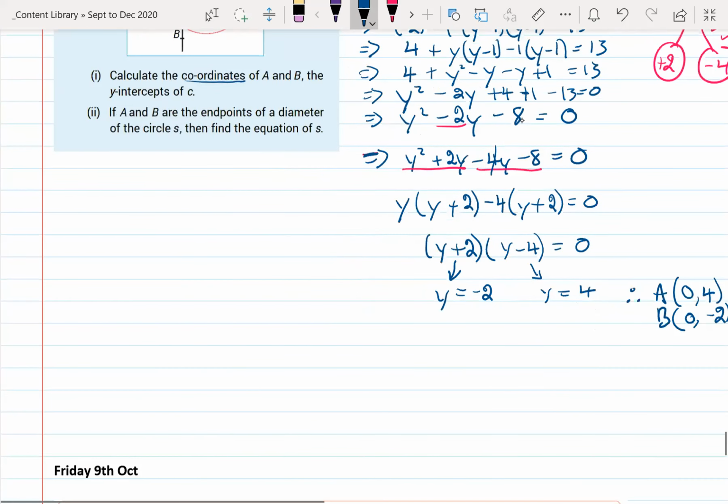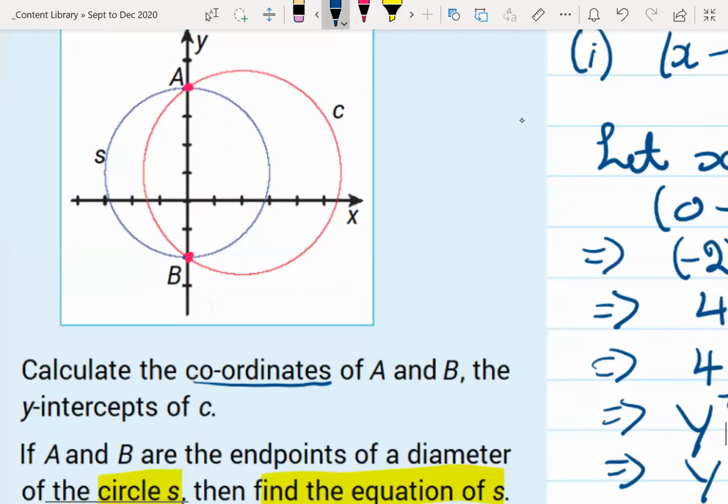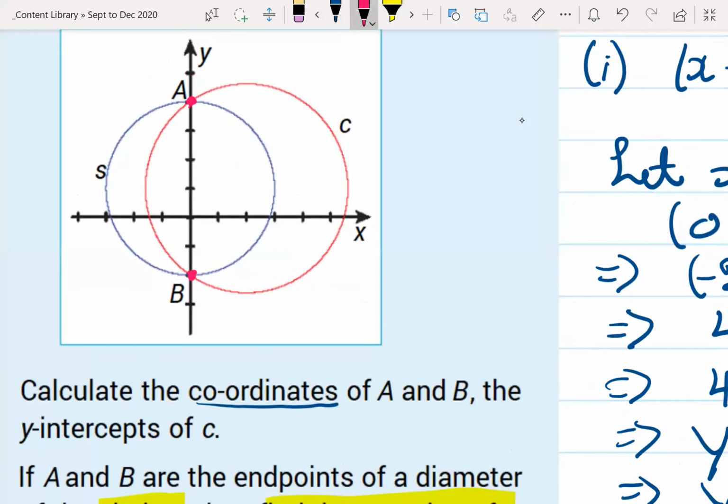Part 2, let's do that over here. If A and B are the end points of a diameter of the circle S, then find the equation of the circle. Now, what they're asking here is find the equation of S. What's S? S is a circle. So let's look at that circle S there. They're telling us that A and B is the diameter of S.